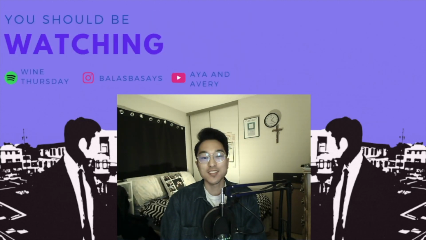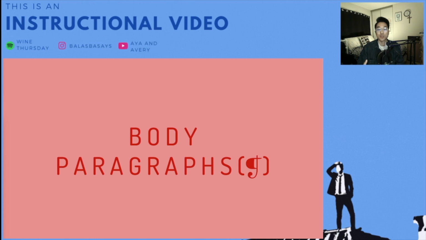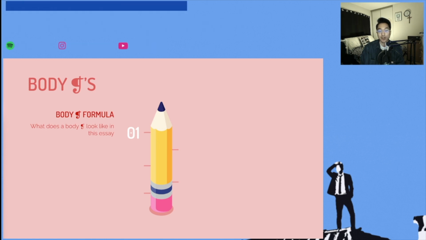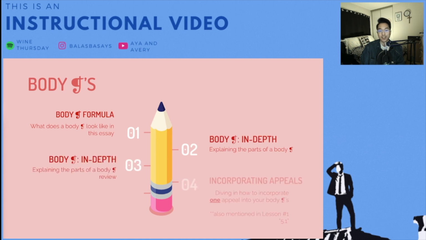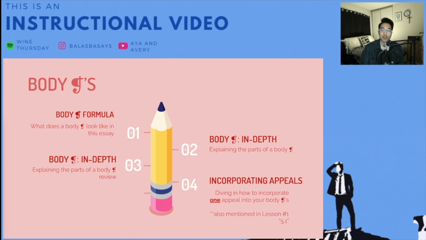In this lesson, we're going to learn about the several elements that make up a body paragraph. The body paragraph is the heart of the essay, where you'll be presenting your evidence that supports the prompt or topic that you want to address in your writing. So first we'll look at some essay writing tips that my high school teachers drilled into my brain, which is this body paragraph formula and what a body paragraph looks like. Then we'll overview the parts of a body paragraph in depth. And lastly, look at how to incorporate these 3 appeals that we learned about in the previous lesson.